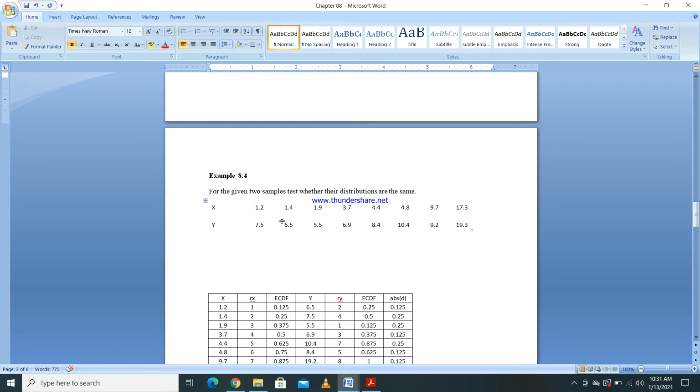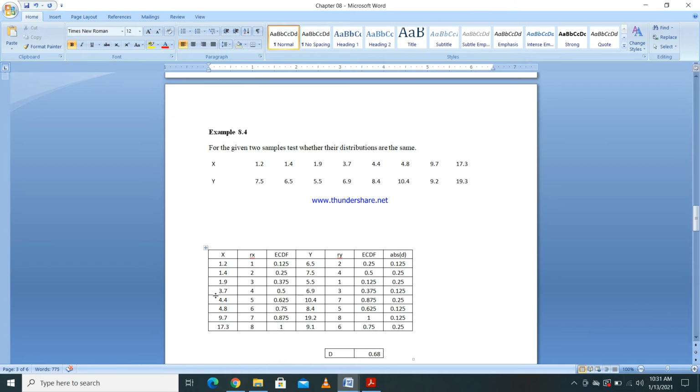Okay. So what you have to do in this case is, first you have to take the two observations. You have to take your first data set and rank it. You can see the first data set is anyway in ascending order, so you can easily give the ranks from 1 to 8. Then you can find the empirical distribution function for the first data set. If you take 1.2, there is only one value which is less than or equal to 1.2. So 1 divided by 8, 0.125.